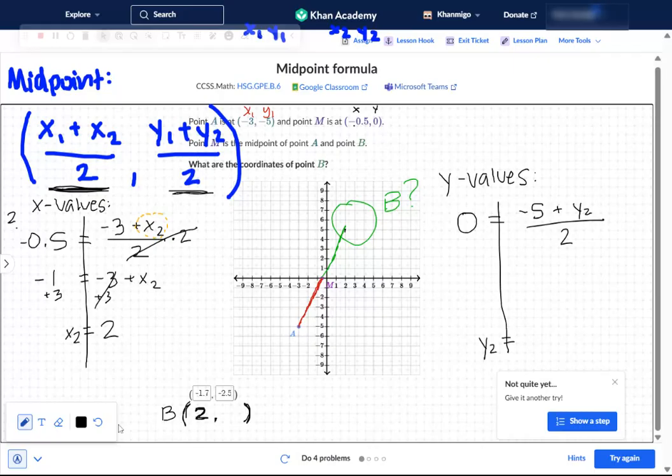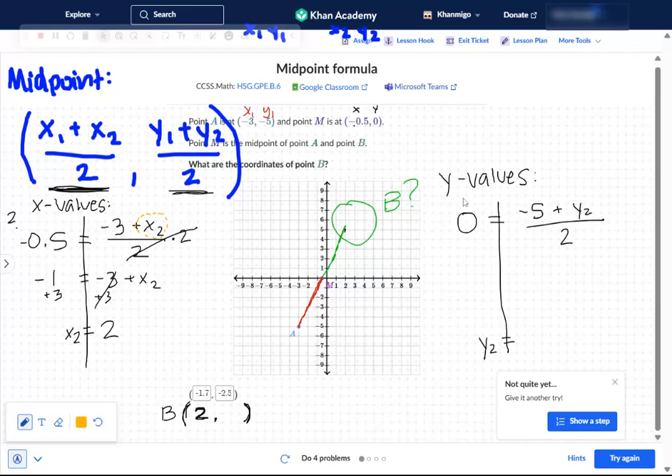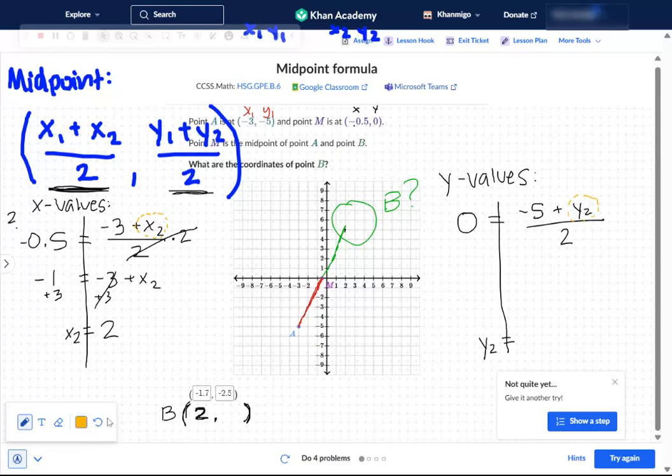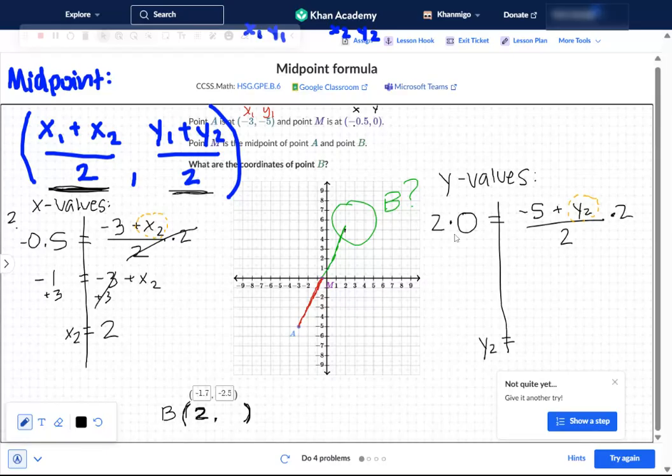All right, same idea. Our objective is to isolate this variable. We would like to know what it equals. So we're going to go ahead and get rid of this 2, this fraction, which I know is bothering everyone. 2 times 0, anything times 0 is still 0. -5 plus y2. We're going to add 5 to both sides. We'll get y2 equals just +5, which makes sense, right? Because we want the answer to be 0, so -5 plus 5 is 0, divided by 2 is still 0, right?